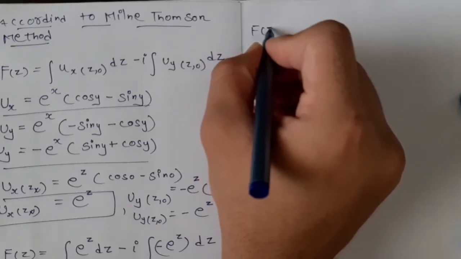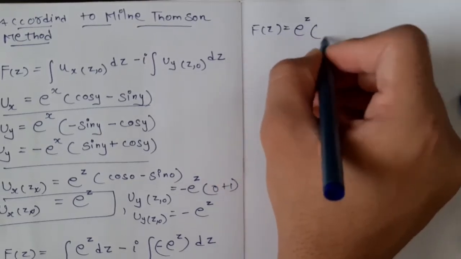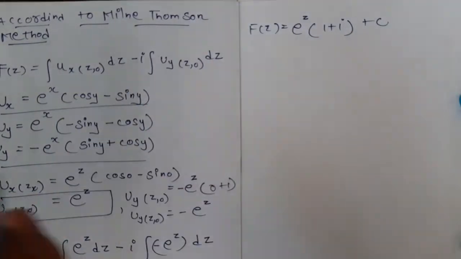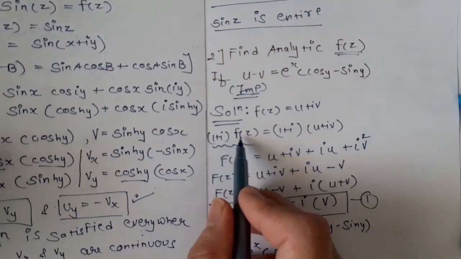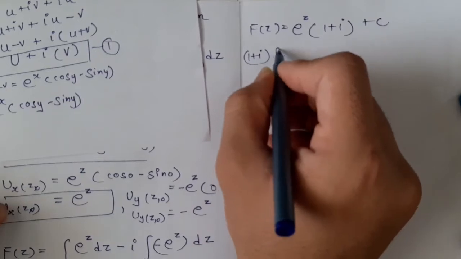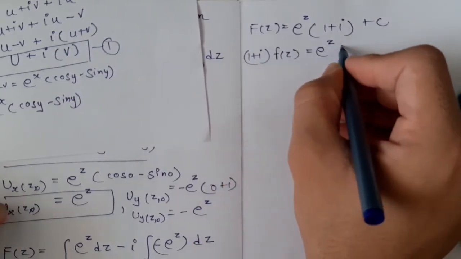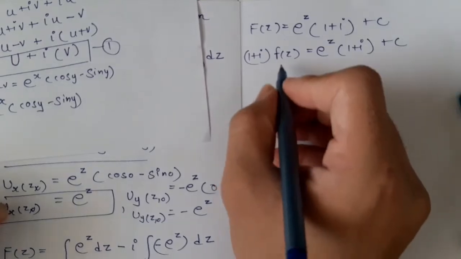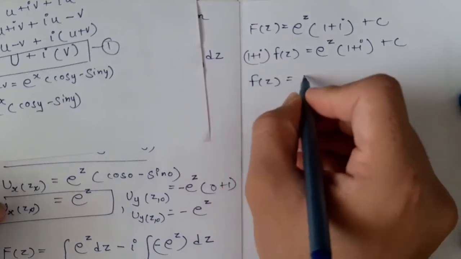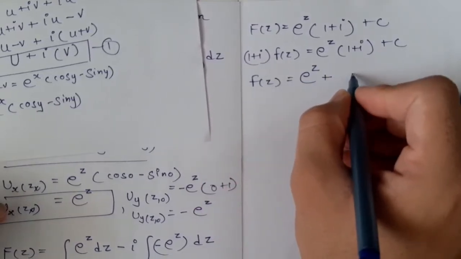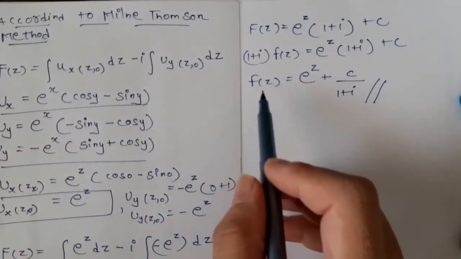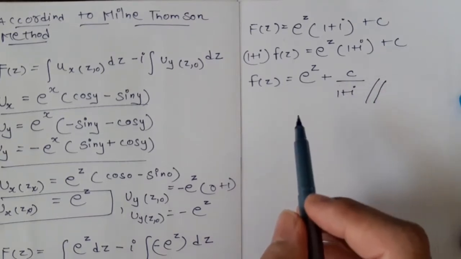So F of z equals e raised to z as common, we get 1 plus i, plus c. So now we know capital F of z is 1 plus i into small f of z. We have to find small f of z. So capital F of z is 1 plus i into small f of z, which is equal to e raised to z into 1 plus i plus c. Now we will divide this 1 plus i on both the sides. So we get f of z, which is equal to e raised to z plus c upon 1 plus i. So this is the final answer. This is the analytic function f of z equal to e raised to z plus c into 1 plus i.